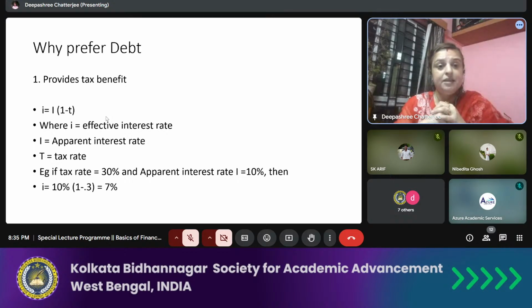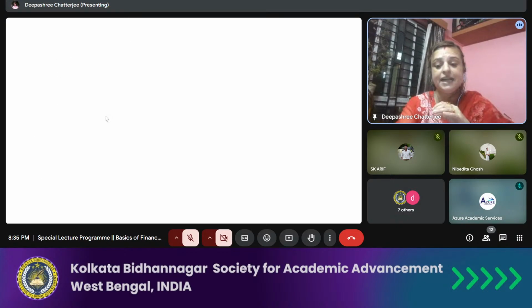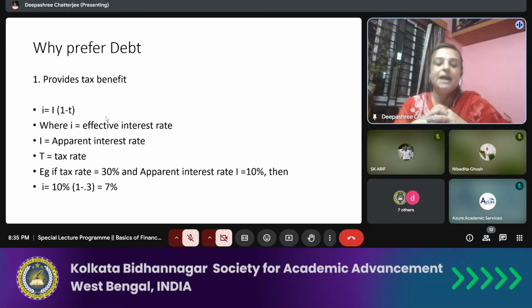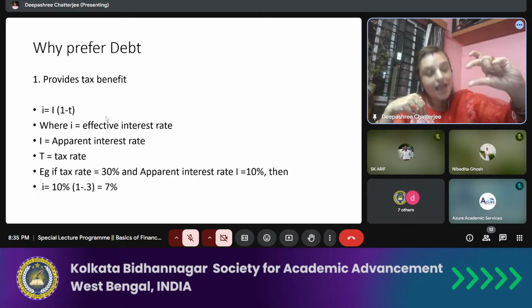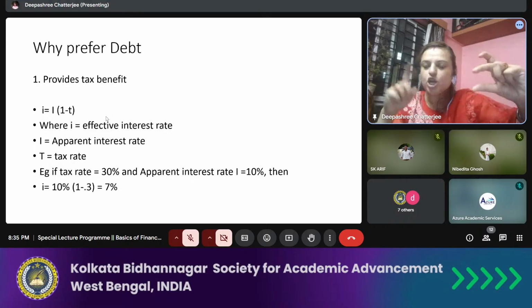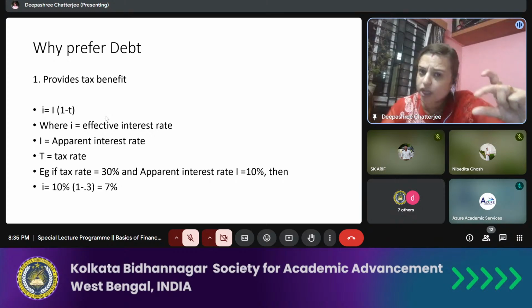And then why is debt preferred? Let us see that. Debt is preferred for many reasons, right? The first reason I will say is about raising funds through debt. See, interest is a charge against profit, right? So when you pay interest, your profit gets reduced. And when profit gets reduced, you have to pay less tax on that.